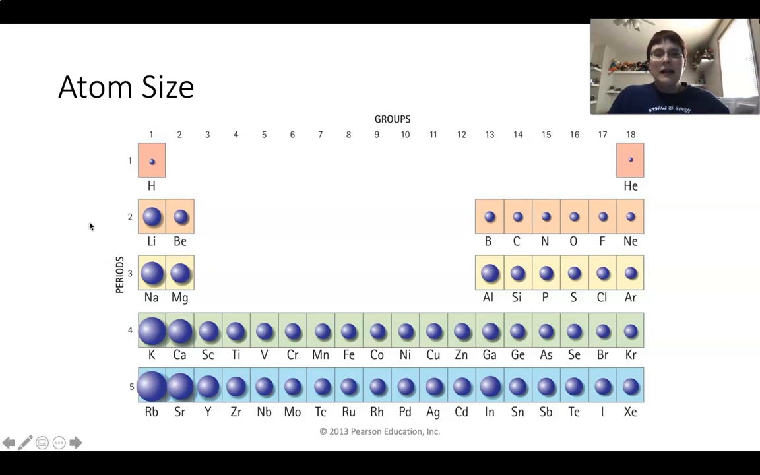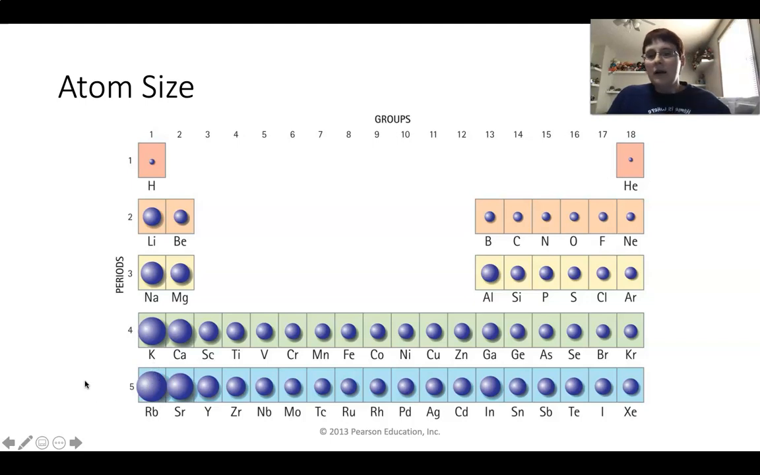The way it got laid out, generally the bigger atoms are on the left-hand side of the table and the smaller atoms are on the right-hand side of the table. And the biggest atoms are down towards the bottom of the table and the smaller atoms are up at the top of the table. That makes sense because these guys are going to have fewer electrons, fewer protons than the atoms that are at the bottom.